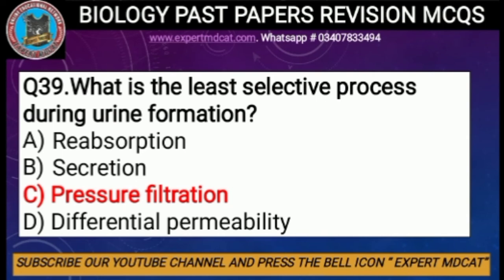Question number 39 is, what is the least selective process during urine formation? Here the correct option is C, that is pressure filtration. It is the least selective process as compared to the other three mentioned processes.